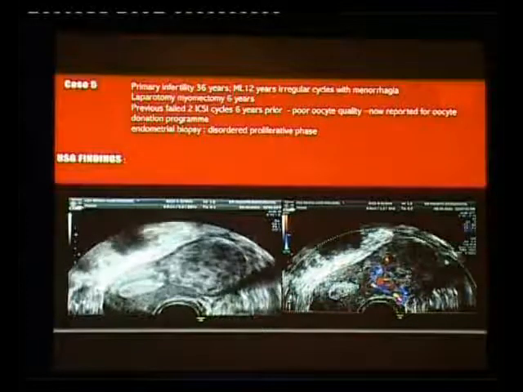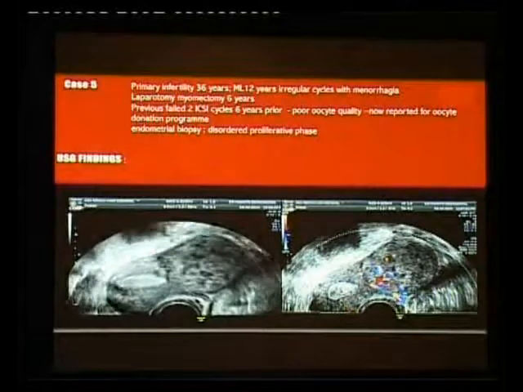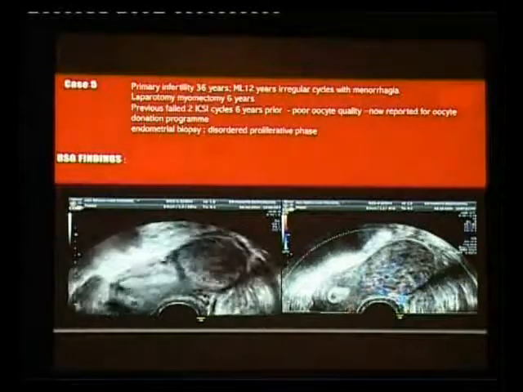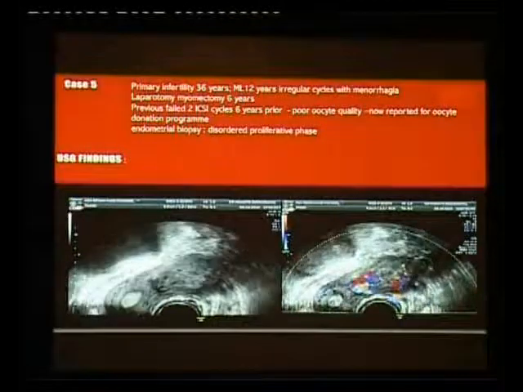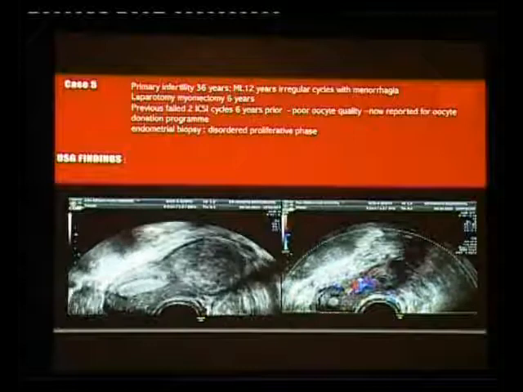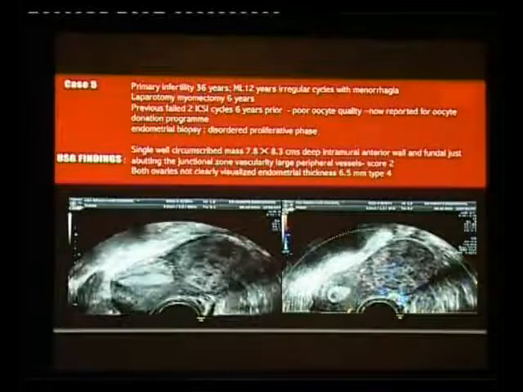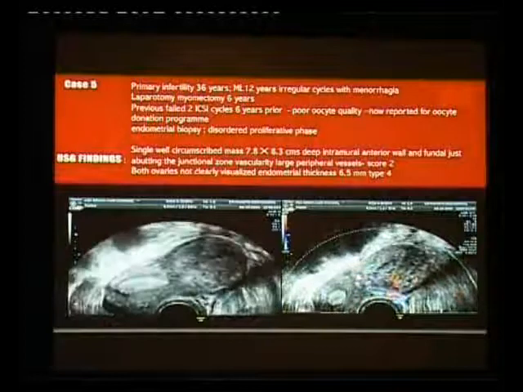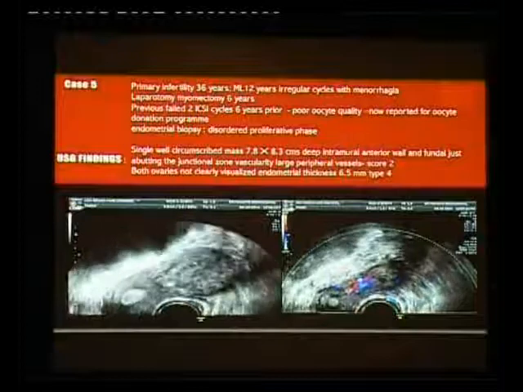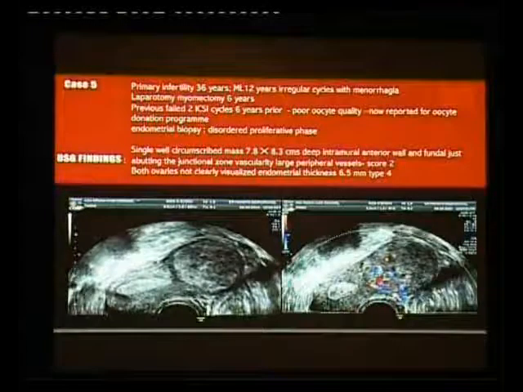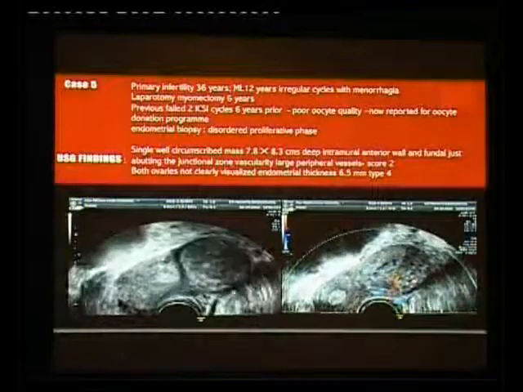36 years old, married life 12 years, and this is a case who had a laparotomy, myomectomy 6 years ago. She failed 2 ICSI cycles, and she reported for an egg donation cycle with us. When we saw her endometrial biopsy, it showed a disorder of phase in the endometrium. We saw a well-circumscribed mass, 8.3 in its maximum diameter. It was intramural, anterior wall and fundal, abutting the junctional zone, peripheral vascularity, as you can see.